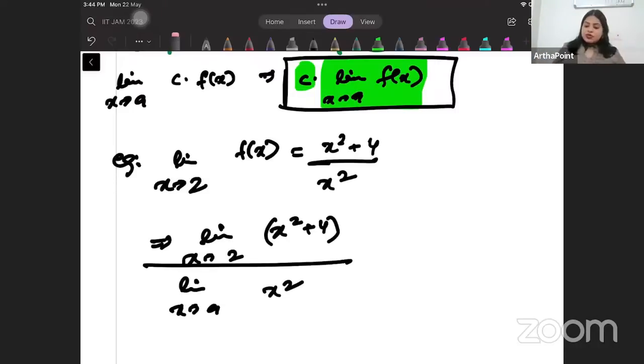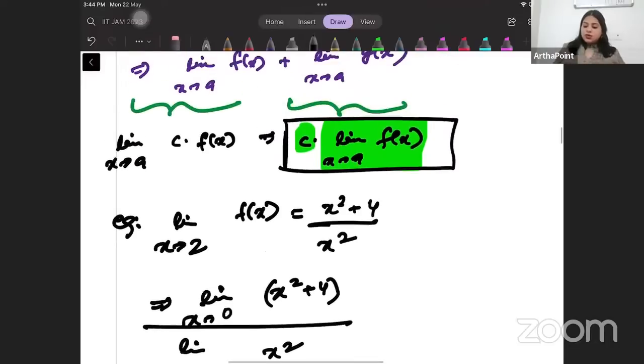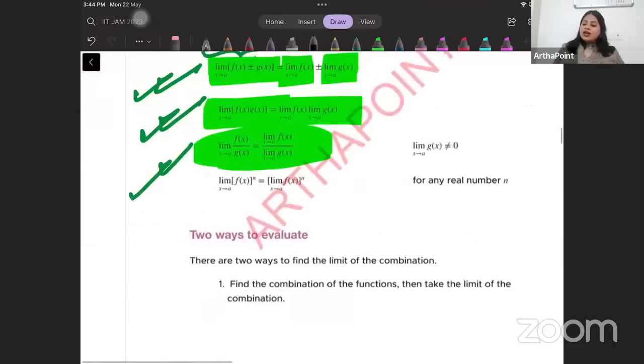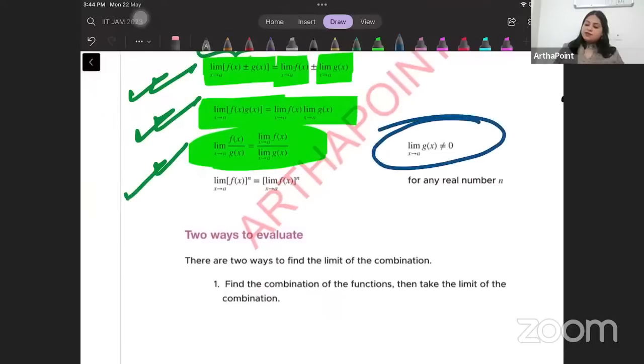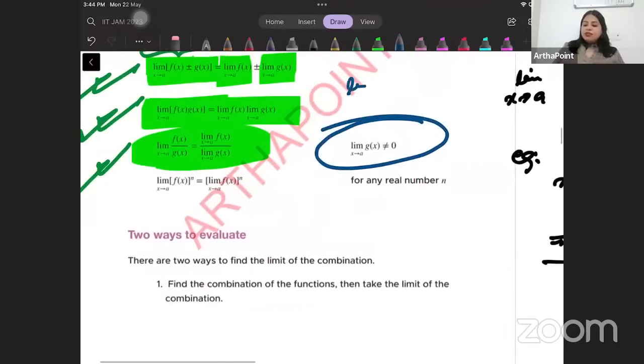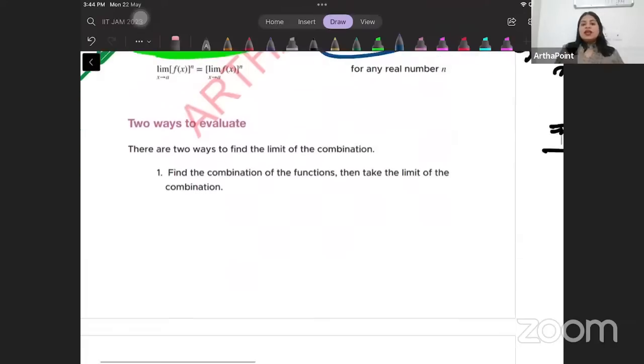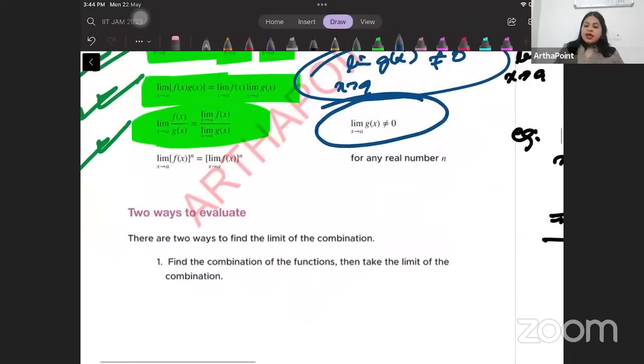But suppose ये जो limit x tends to 0 होता, then I can't do this beta. Why? Because then the denominator will become 0. Then I cannot do this. So the only condition that I have here is that limit g(x) x tends to a should not be equal to 0. Only then I will go ahead and solve for it. I see the next rule that you have beta is this.